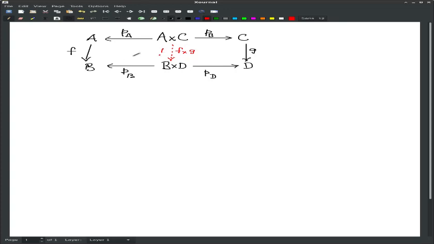So you can think of it in this way. You can complete this from A cross C to B cross D. You can go in only one way. And that one way given by the function is F cross G. And F cross G turns out to be defined like this: on an ordered pair like this, it gives me this ordered pair.